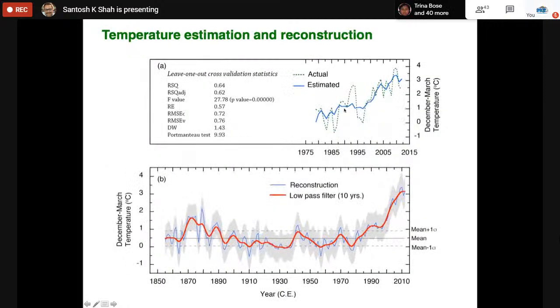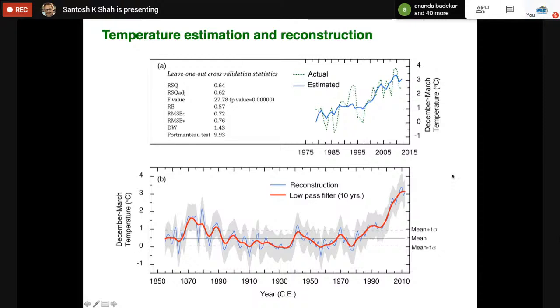So here, this is the calibration verification, and this is the observed and estimated. So with the help of this, a transfer function has been developed, and with the help of that transfer function, we have reconstructed the temperature of this winter season from this Leather Valley till 1850.